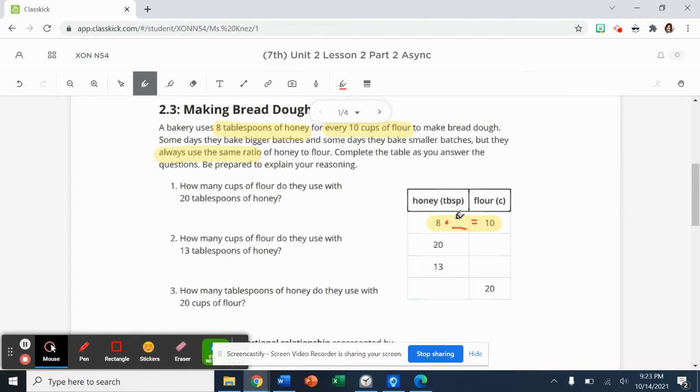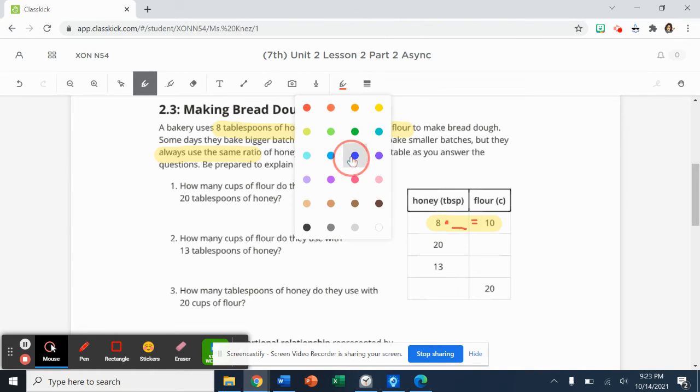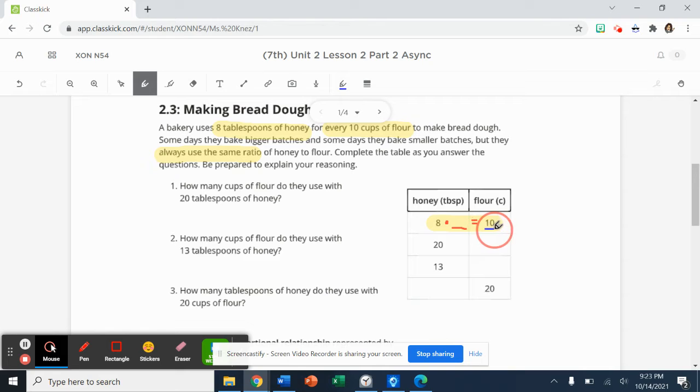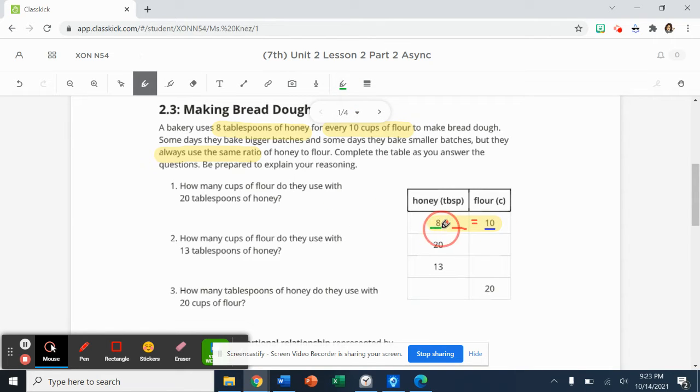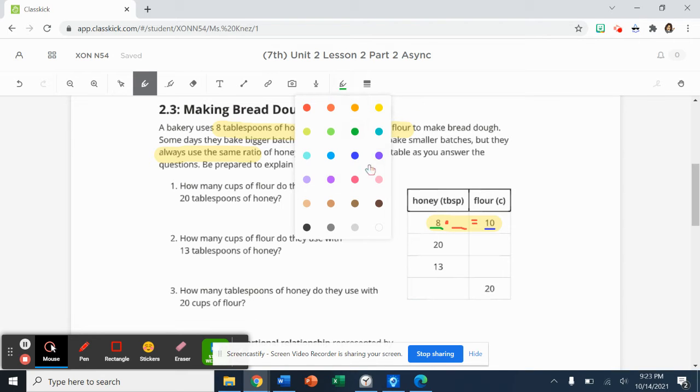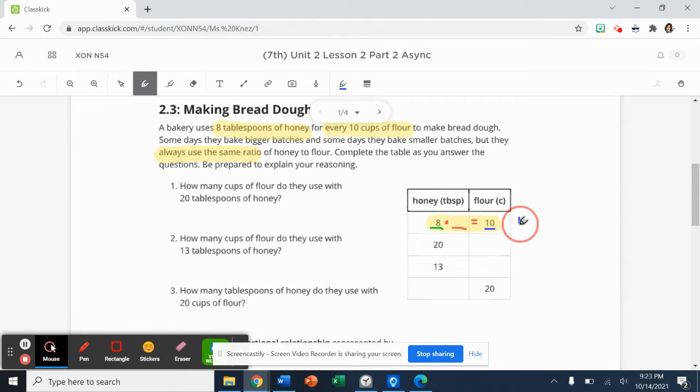Now, 8 times something equals 10. This is a little bit tricky because this mystery number here is not a whole number. But remember that we can use the power of inverse operations, or 10 divided by 8, to help us find our mystery number. Let's write it out.